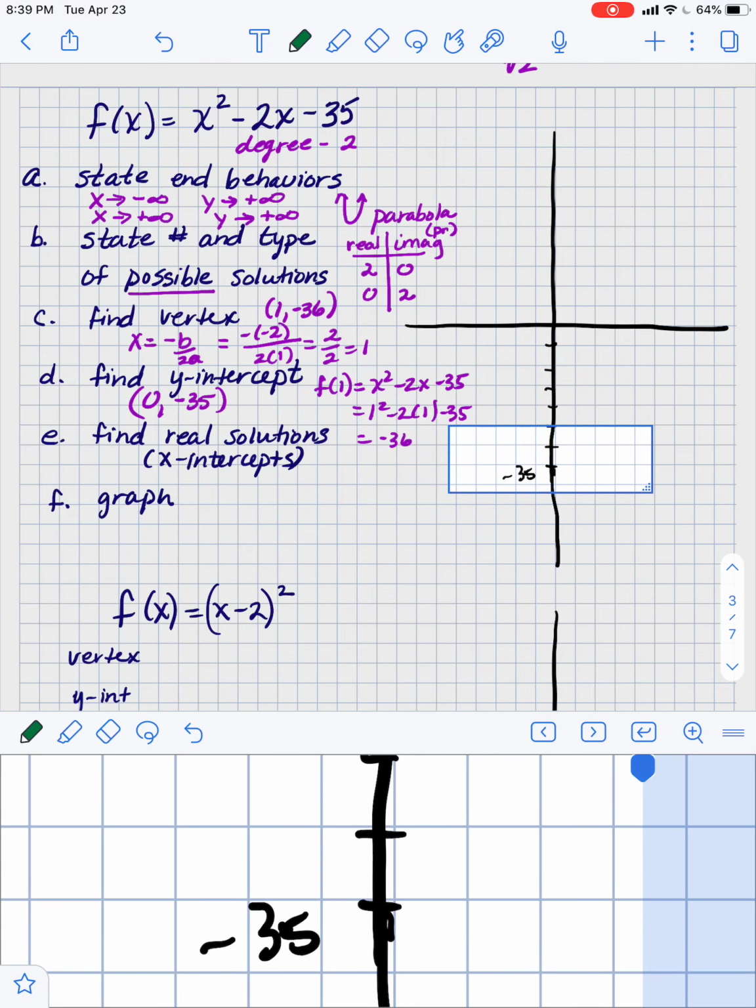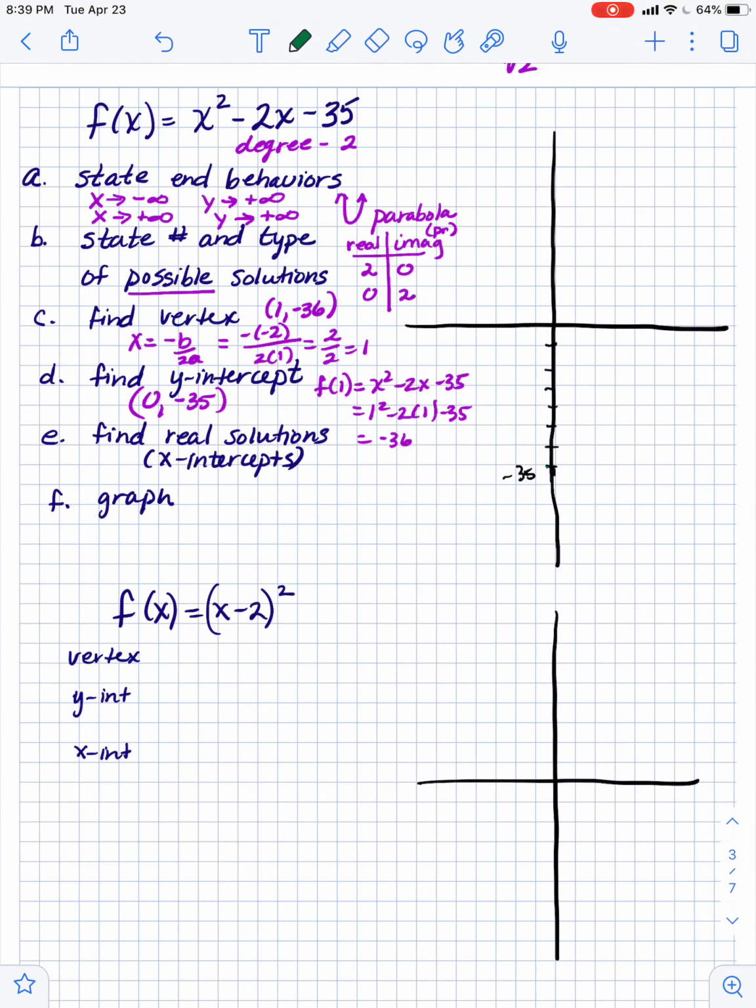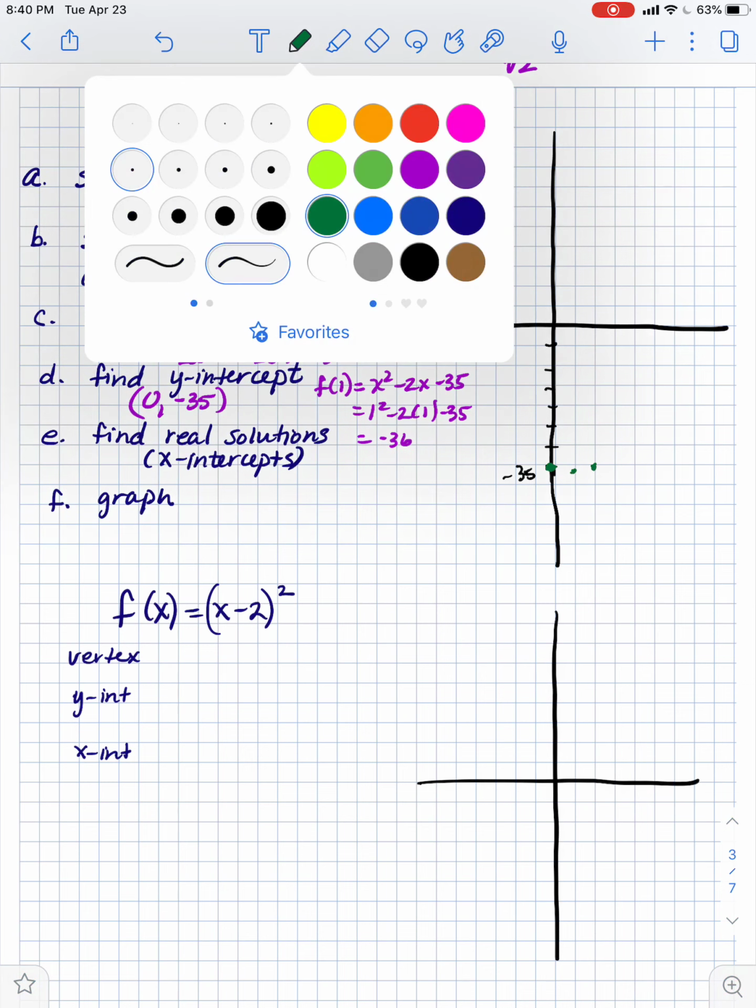There, whoops, sorry. That always does that. I don't know why. So if I need to pick up my marker, I got to pick it up, or tap it. 0, negative 35. And my vertex was 1, negative 36. So because I went by 5s, it's just barely below. Okay, there we go. Remember, how would I know one more point? Okay, hopefully you said it's the reflection. So there it is. Now we're going to find our x-intercepts.